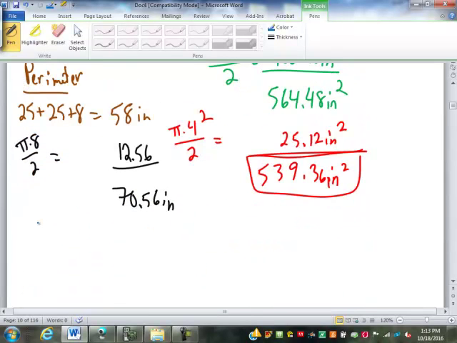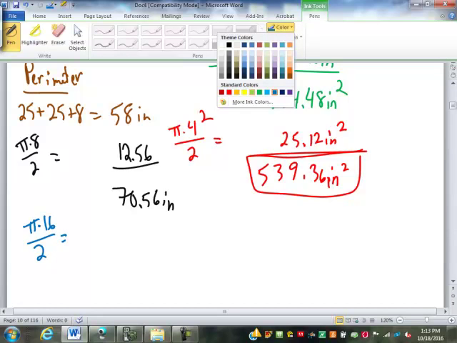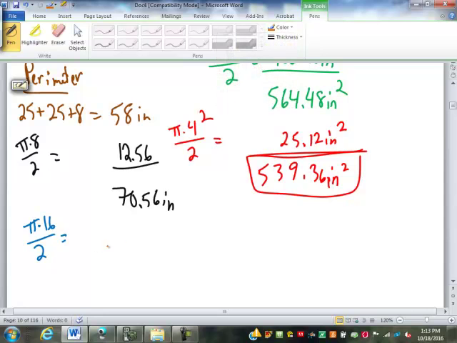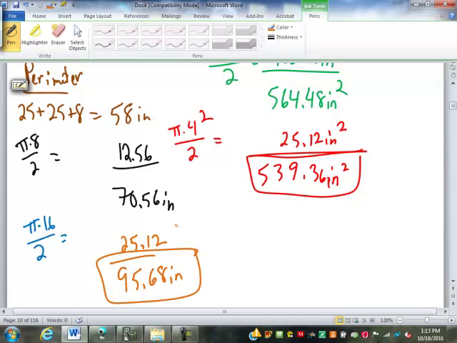Then we've got this half circle over here that has a diameter of 16, so that'd be pi times 16 over 2. Remember, it's pi times diameter for circumference. It's a half circle, so we divide by 2. Pi times 16 over 2 is 25.12, so this adds up to 95.68 inches. Any questions?